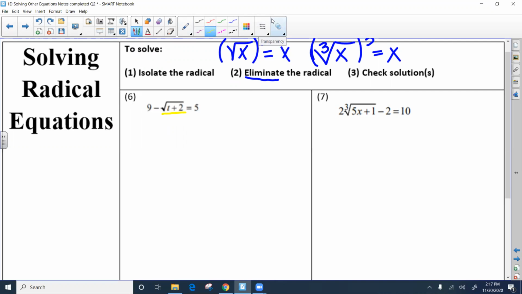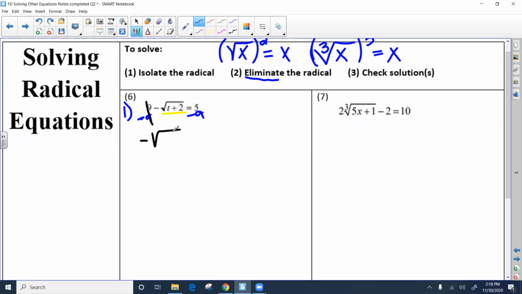To do that, I need to get rid of this 9 and also this minus sign in front. So step 1, I'm trying to isolate the radical. To do that, first get rid of the 9. Notice this is not 9 multiplied by this, it's 9 minus this. So I've got to get rid of the 9 first. To get rid of the 9, I subtract 9, and whatever I do to one side, I do to the other. That will get rid of that 9 in front, but keep in mind, we still have that negative in front.